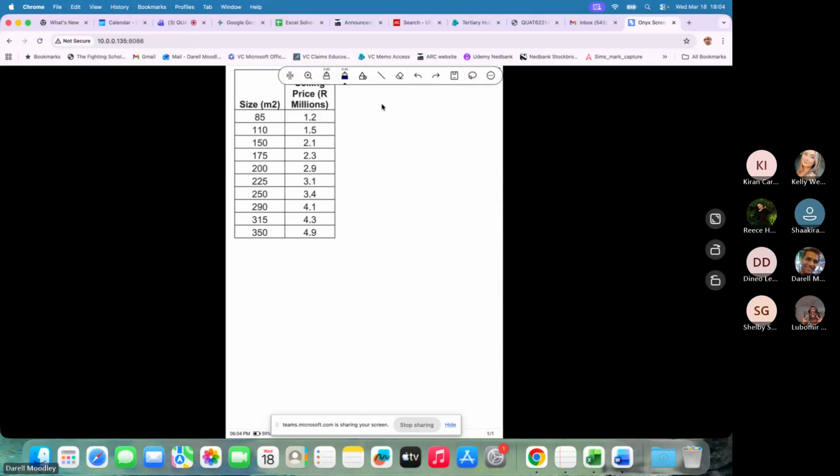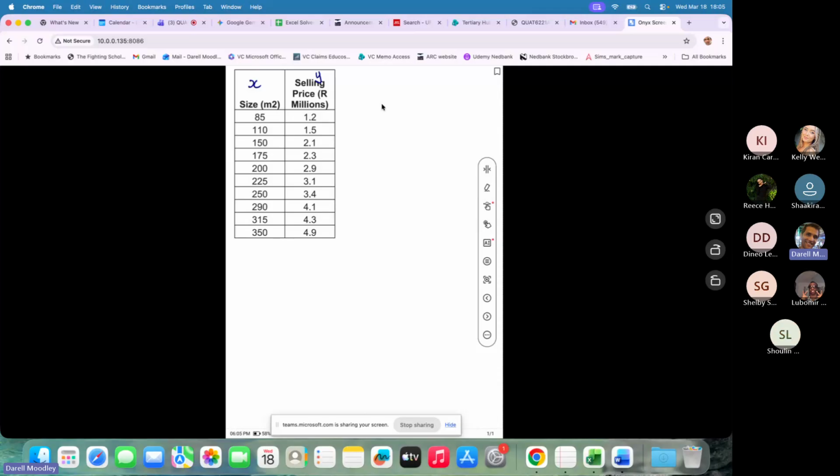I'm going to make the first column my X column. And I'm not just doing it randomly. There's a reason why I'm doing this: I expect the size to influence the selling price and not the other way around. It's very important that you identify that and know that, okay? Because that will determine what you're using to predict the other variable.